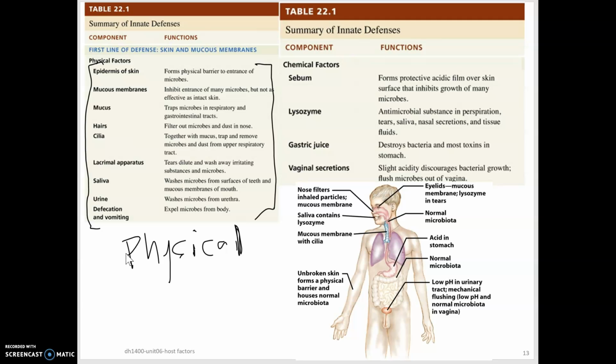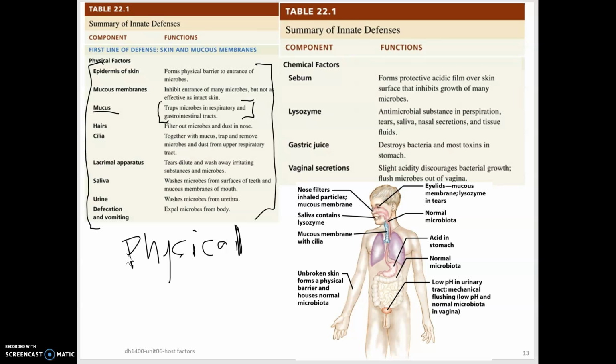So for example, if I pick mucus, that's a first line physical defense against microbial invasion. I should expect you guys to know that what mucus does is it will trap microbes, so bacteria, viruses, in the respiratory and the gastrointestinal tract, and it'll prevent them from entering tissues and causing infection. So I would expect you guys to know this list and also how it works.